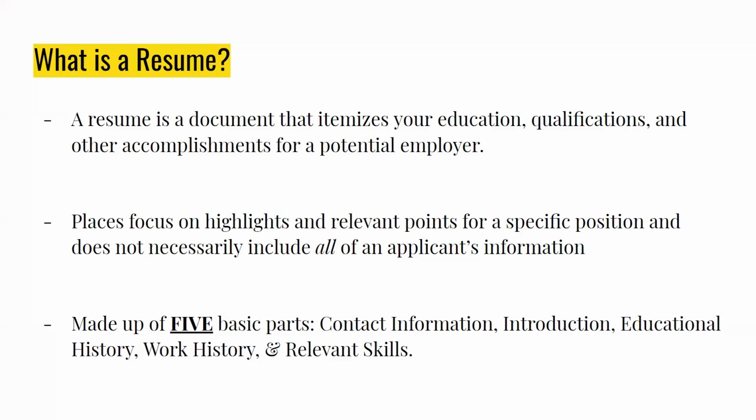So let's say you are somebody who is a little older, maybe you did some work as an independent contractor, so you have several jobs that you could list. You are only going to list the ones that best fit the job that you're applying to now. So these are made up of 5 basic parts as well. So that's contact information, introduction, educational history, work history, and relevant skills.